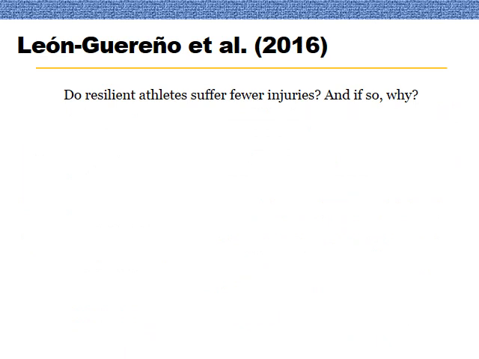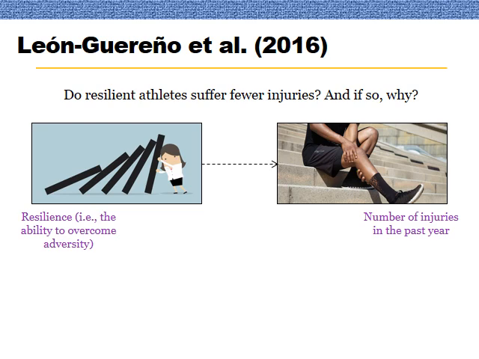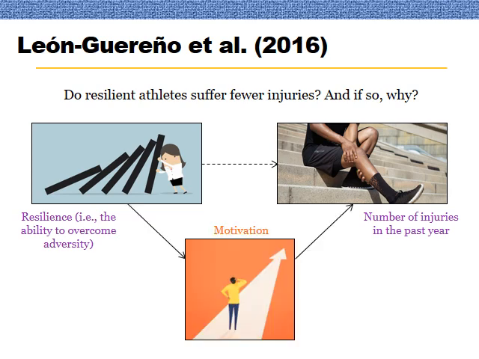Our last example shows another paradoxical thing that sometimes happens in our mediation models. The research question behind this study was whether athletes who score higher in resilience tend to suffer fewer injuries. As it turns out, that is the case. If we measure the resilience of an athlete, we find that resilience is a negative predictor of the number of injuries that they suffered in the past year. These researchers hypothesized that motivation might mediate that relationship. However, as we'll see in a second, the direction of the indirect effect is actually going to be in the opposite direction of the total and direct effects.